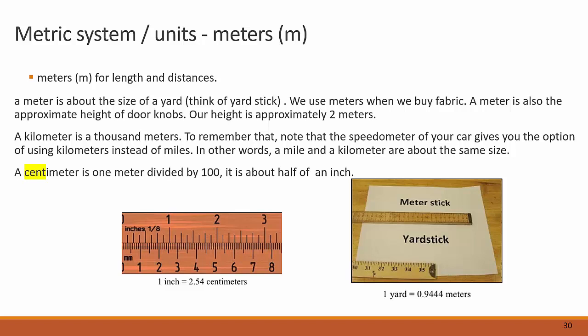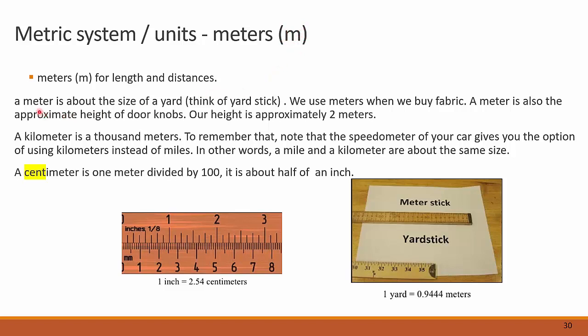Meters are the metric system for measuring distance. Also, we call it the SI unit, from the Système International, for distance. So we use meters to measure distances and length. The abbreviation, or symbol, that we use for meters is the letter m, lowercase m.